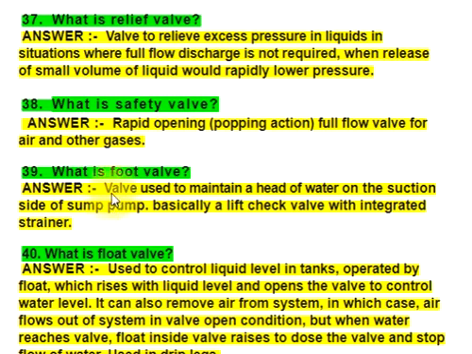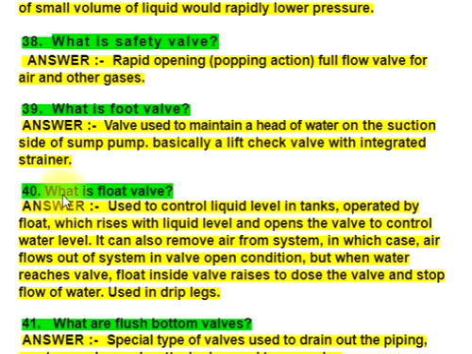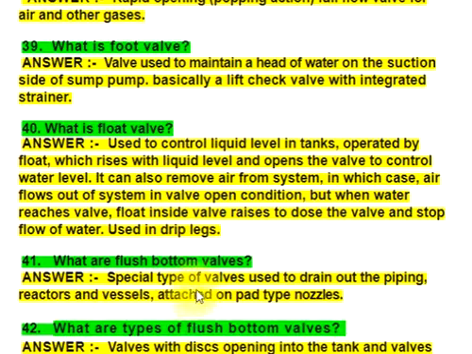39. What is foot valve? Answer. Valve used to maintain a head of water on the suction side of sump pump, basically a lift check valve with integrated strainer. 40. What is float valve? Answer. Used to control liquid level in tanks, operated by float, which rises with liquid level and opens the valve to control water level. It can also remove air from system, in which case air flows out of system in valve open condition, but when water reaches valve, float inside valve raises to close the valve and stop flow of water. Used in drip legs.